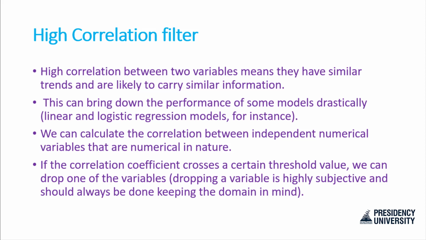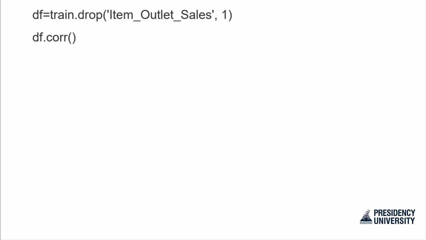If the correlation coefficient crosses a certain threshold value, we can drop one of the variables. Dropping a variable is highly subjective and should be dependent on the domain we are working on. We use the drop method to drop one of the features and find the correlation as per the code given here.